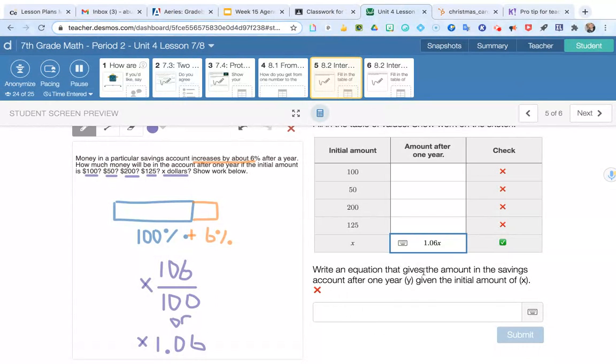It says write an equation that gives the amount in the savings account after 1 year, and let's call this Y, given the initial amount X. So what does Y equal when you're given an X? Well, Y equals 1.06 times X. So when I'm given X, Y, which is this column right here, notice I'm circling it, is 1.06 times that X. Or I don't need to put the multiplication symbol in if I don't want to.